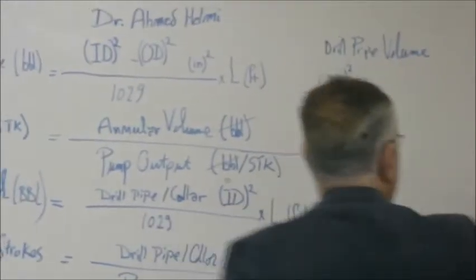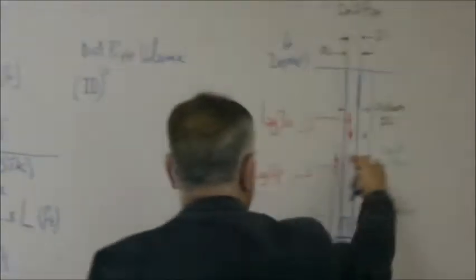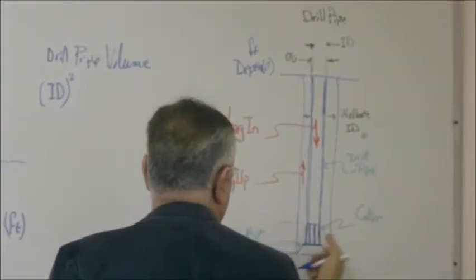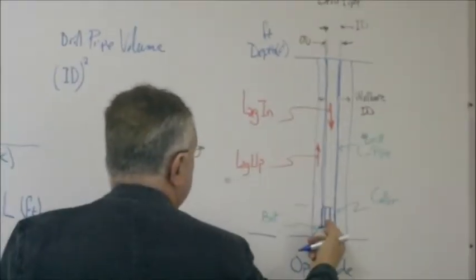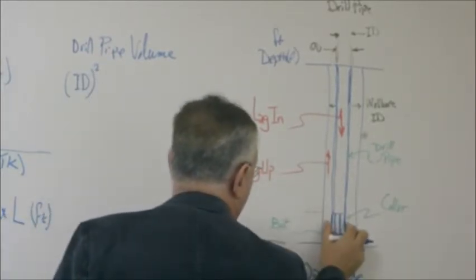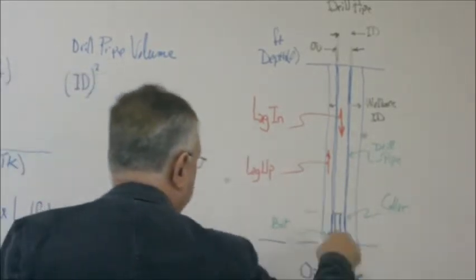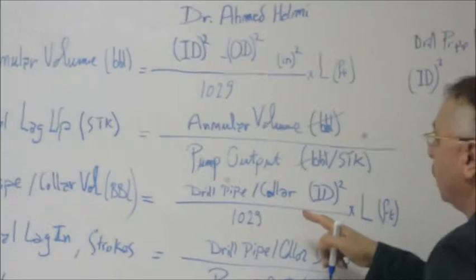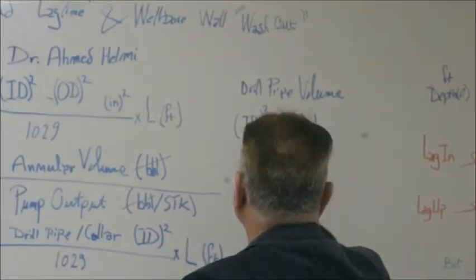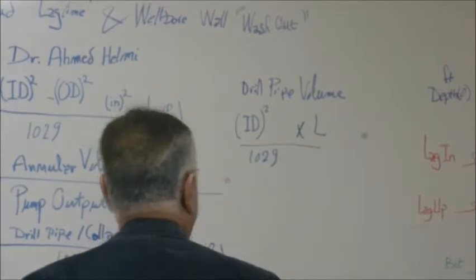and the drill collar. We calculate it in two steps, using the ID of the drill pipe and the ID of the collar. And as you see, usually the ID of the collar is smaller than the ID of the drill pipe, but the collar has more wall thickness to give weight to the bit. Okay, ID squared times L divided by 1029. We will have 1029 explained. And this is in feet.